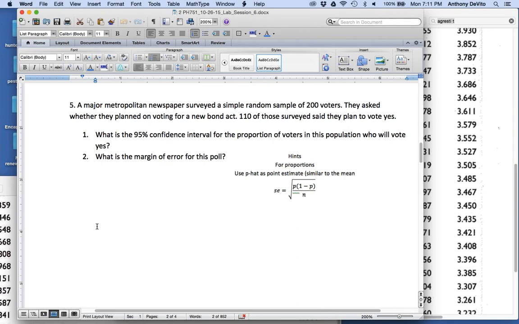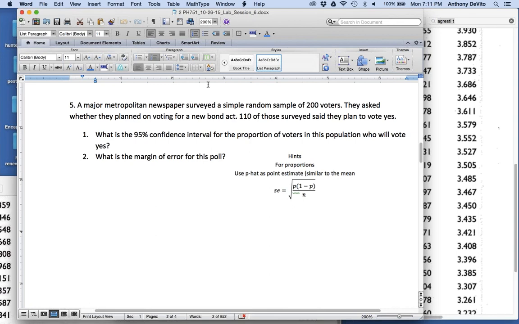They asked whether they plan on voting for a new bond act. 110 of those surveyed say yes, they plan to vote yes. Now, what proportion of the population does it look like is going to vote yes? 110 out of 200. What percentage is that? 55%, right? 0.55. 110 over 200 is 0.55. Does that mean that the majority of people in this population are going to vote yes?